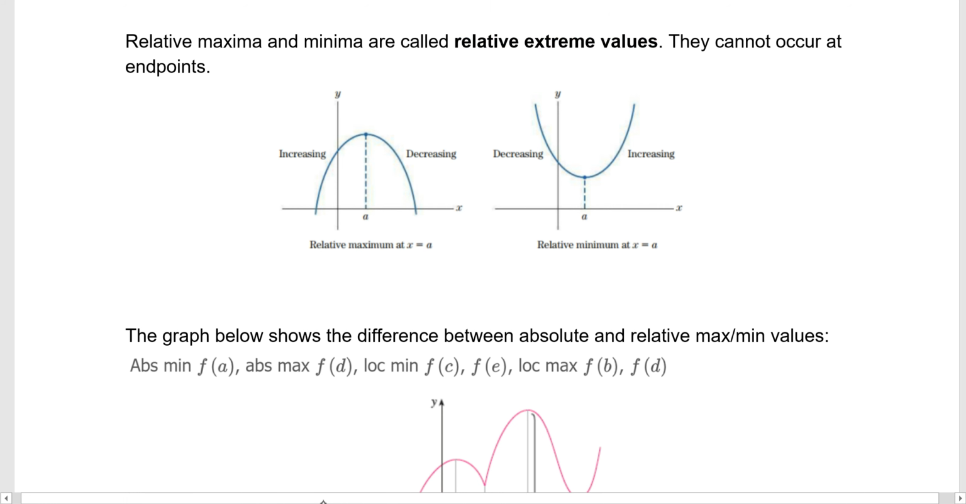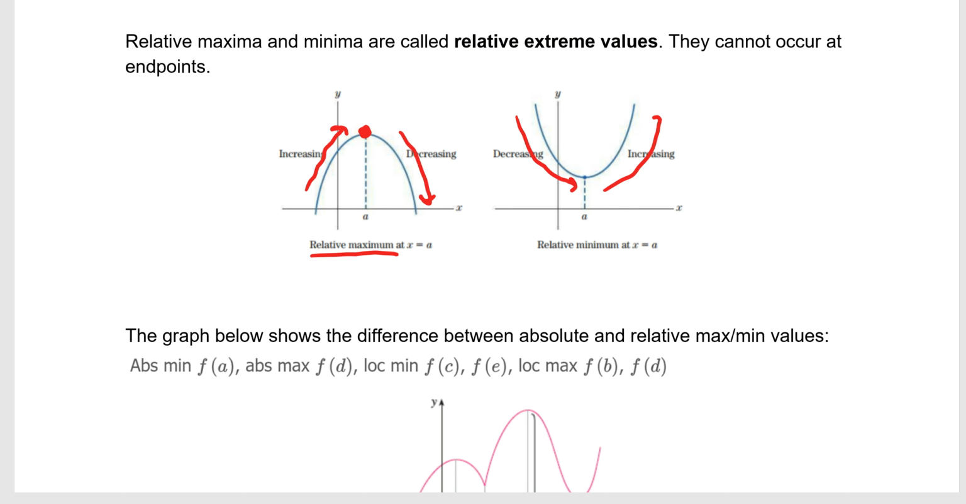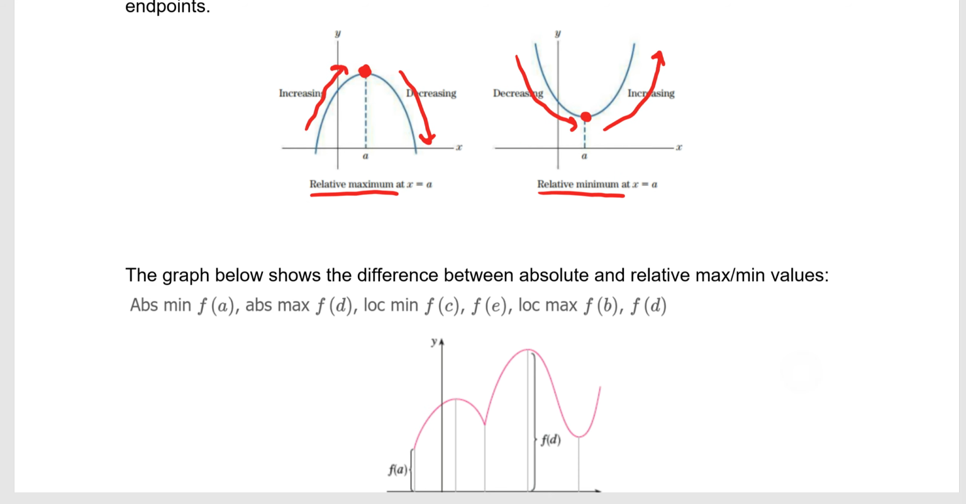Sometimes these will be very easy to spot if the function is nice and continuous, maybe even smooth and continuous, meaning rounded turns. Then whenever the function changes from increasing to decreasing, we can see that there is a relative maximum value. Similarly, if it changes from decreasing to increasing, we can see that there is a relative minimum value.